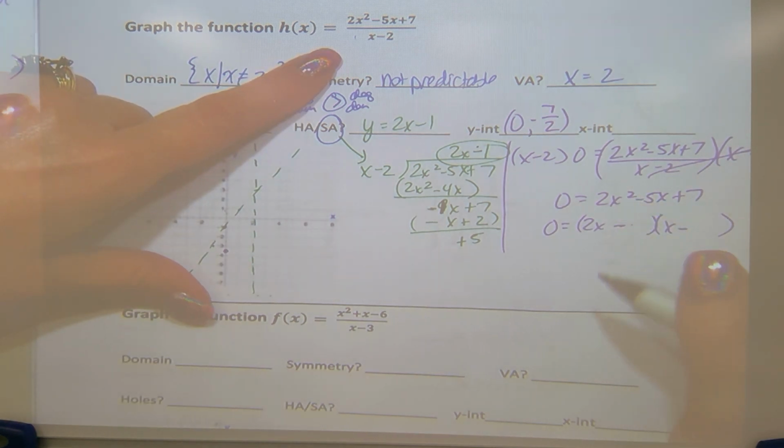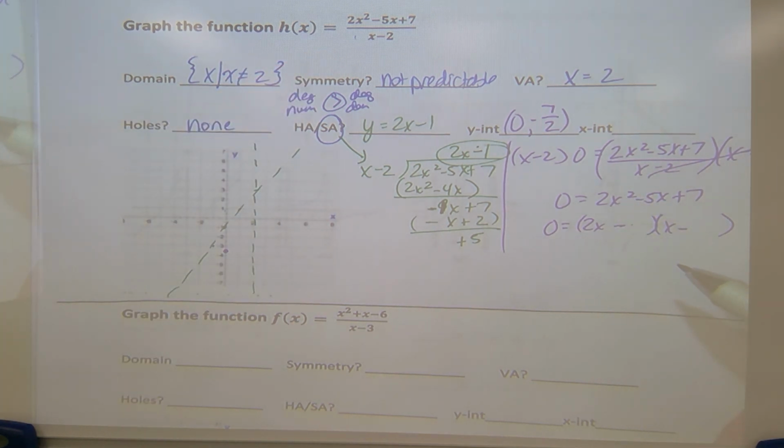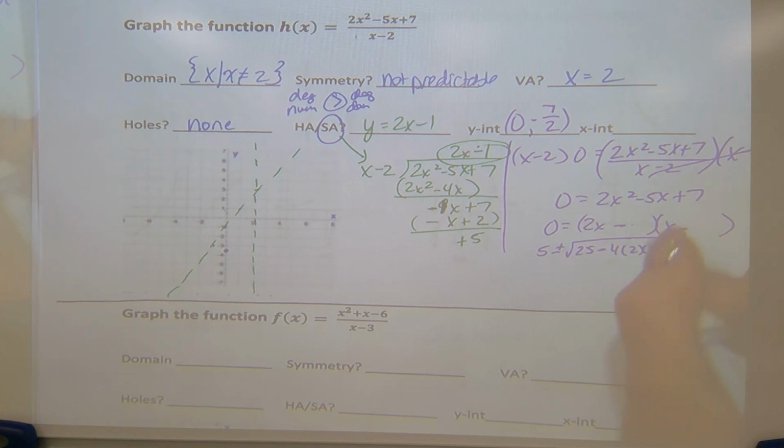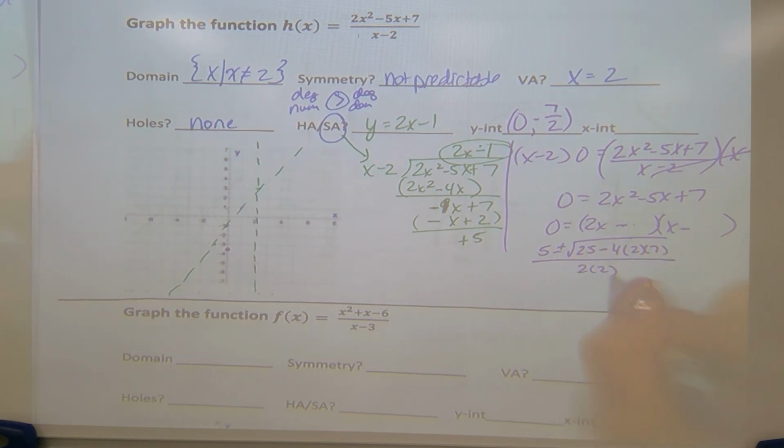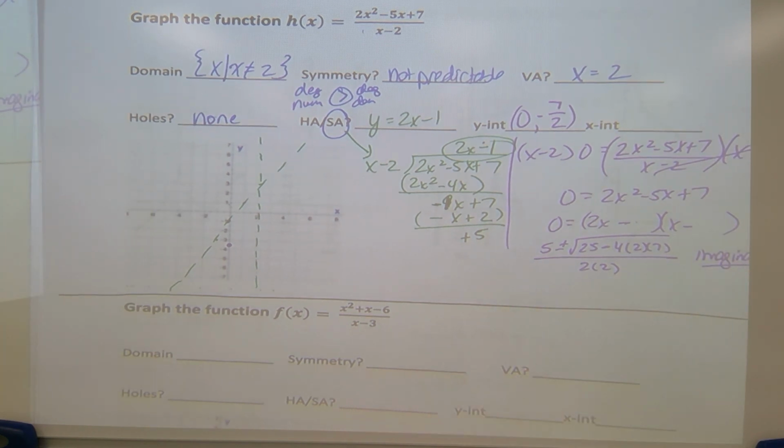So let's think about, no, this is not quadratic. This is quadratic. I can plug that into my quadratic formula. So x equals negative b, which is 5, plus or minus the square root of b squared minus 4ac, all over 2a. Right there, they're going to be imaginary because this ends up being 8 times 7. 8 times 7 is 56, and 25 minus 56 tells me that I'm not going to have any real x-intercepts.